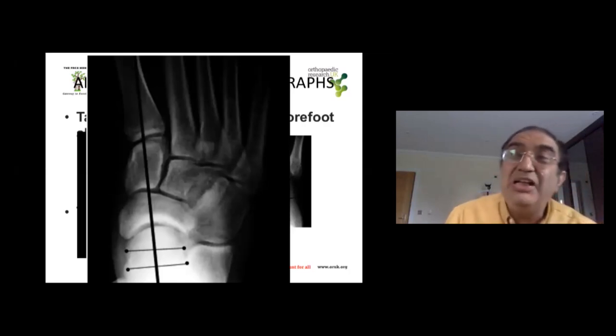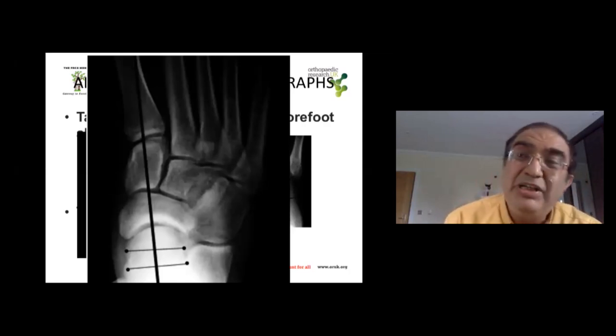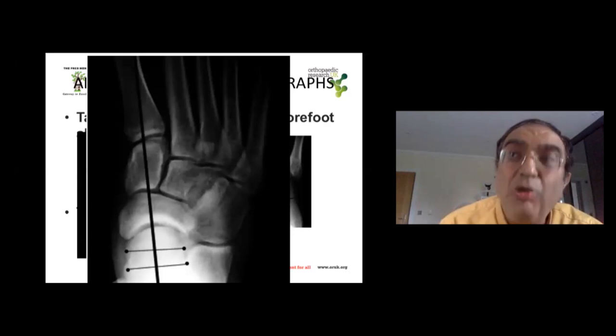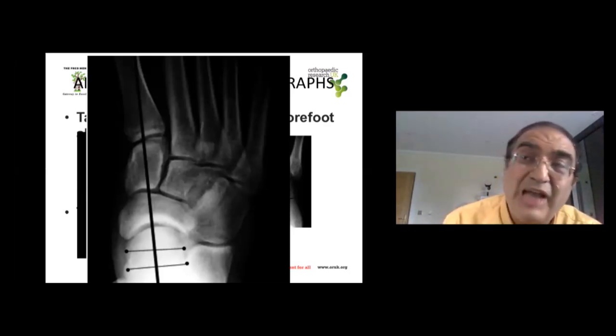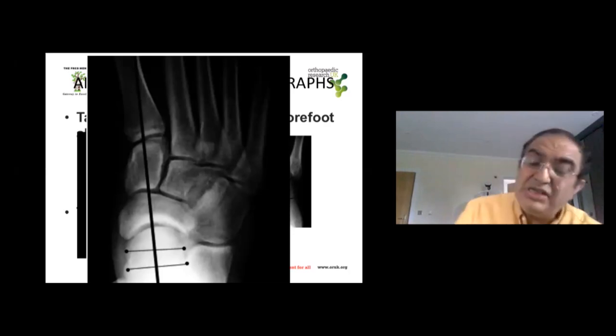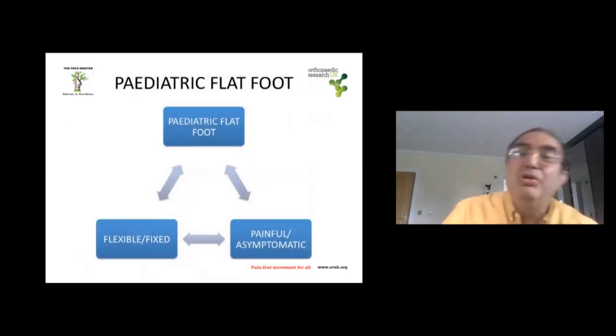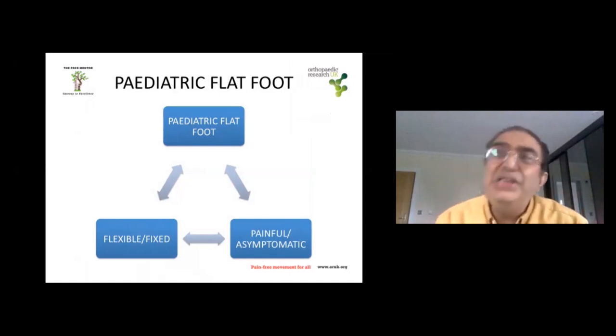And then you've got the talus first metatarsal angle. Normally the talus and the first metatarsal are collinear. But in the flat foot, because the talus deviates medially and the navicular goes laterally, the line through the talus goes medial to the first metatarsal. So this is called the talus first metatarsal angle. These are the important angles which we need to know before we actually handle any flat foot.